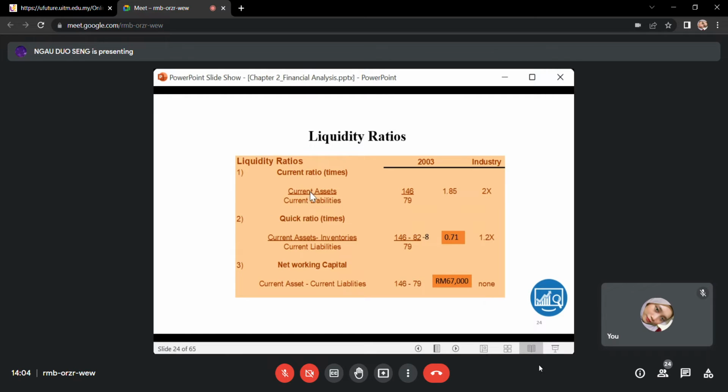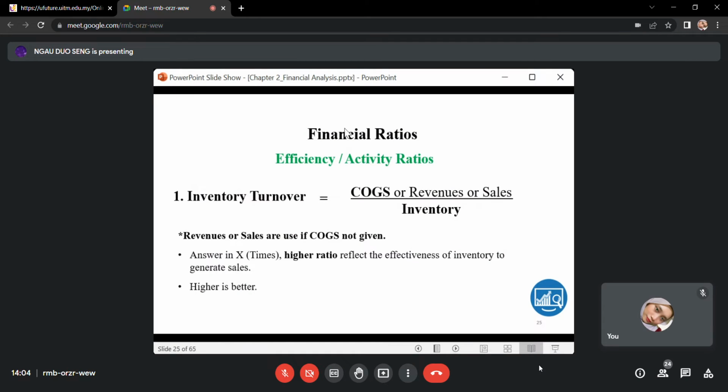Quick ratio, net working capital, right? So this one we have done. So next we go to financial ratio. Next group we have efficiency or activity ratio.